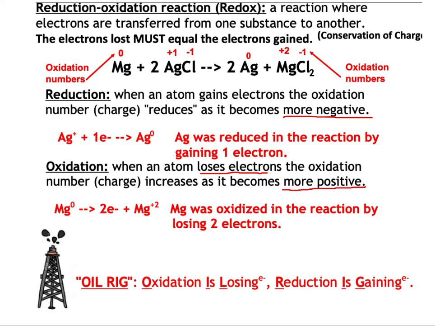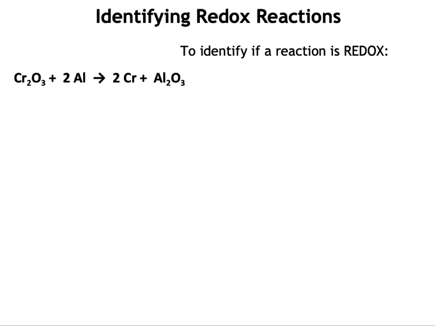So the key takeaway here is OIL RIG: use the oxidation numbers to determine what's being reduced and what's being oxidized. So if I just gave you a random chemical reaction, right, I'll give you this: chromium oxide plus aluminum going to chromium plus aluminum oxide, and I want you to determine if it's a redox reaction. There's a couple steps you can take.